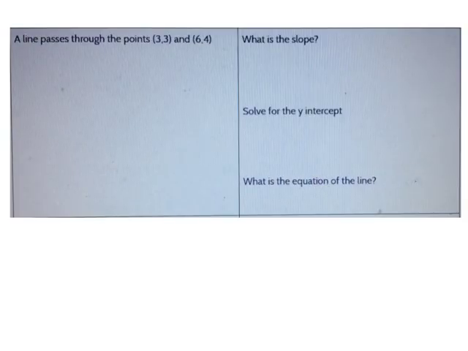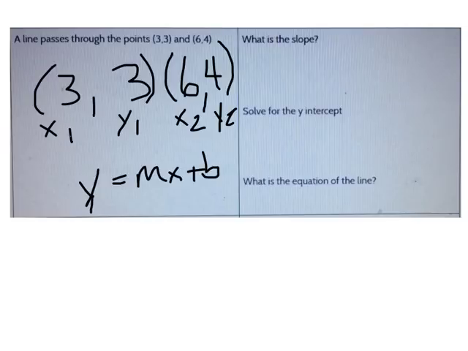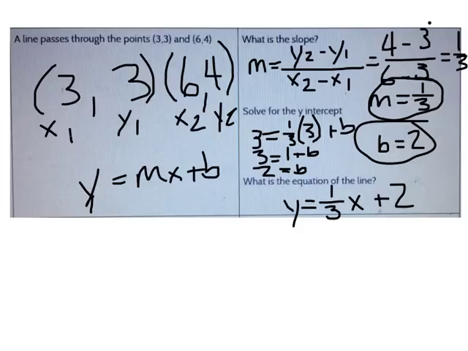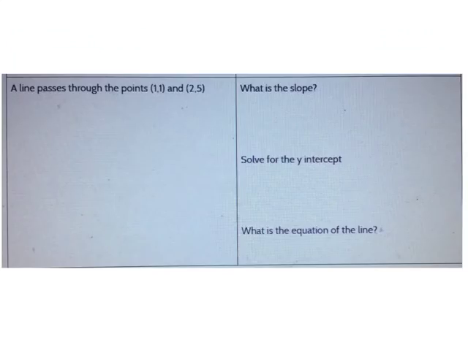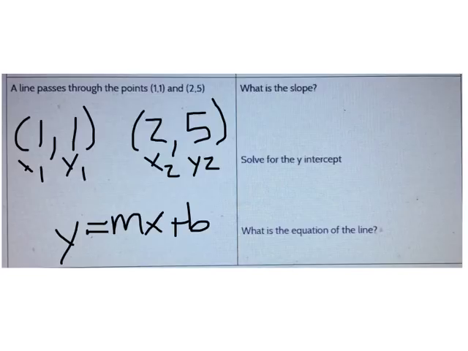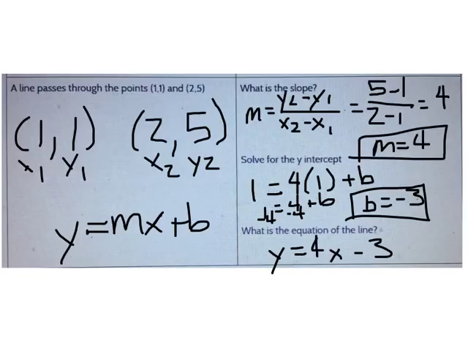Now try one entirely on your own. Find the slope, solve for the y-intercept, and then write the equation of the line. The equation of this line is y equals 1/3 x plus 2. Now try another. Find the slope, the y-intercept, and the equation for the line that passes through the points (1, 1) and (2, 5). The equation of the line is y equals 4x minus 3.